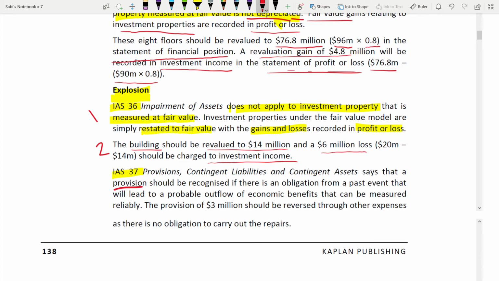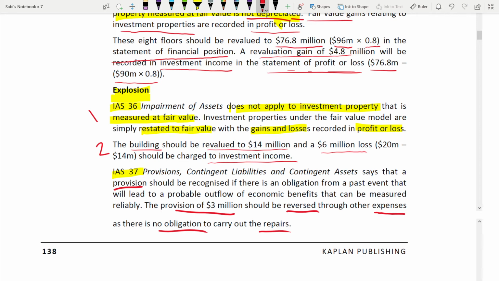Now, the provision of 3 million should be reversed through expenses as there's no obligation to carry out the repairs. You see, reversed means it should be taken out from there. There's a provision, credited, it should be debited now. The provision has to be taken out because no provision should be recorded. That's what reversed means. How will it be reversed? Through other expenses, because the provision is there in the other expenses. You take it out from there.